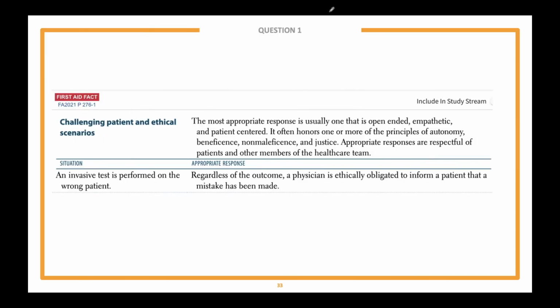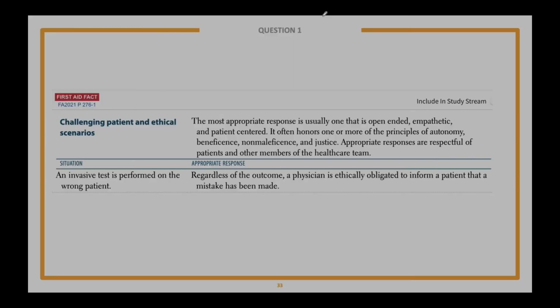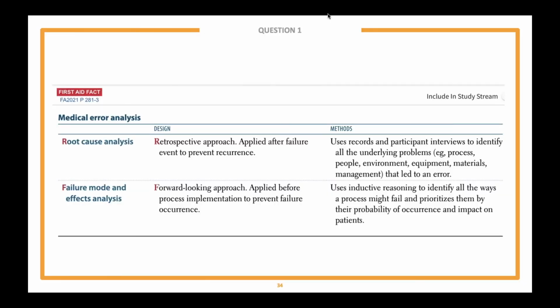Again, another ethical scenario that is in First Aid in the ethical scenarios table. Okay. So an invasive test is performed on the wrong patient, or in this case, a medication is given to the wrong patient. The physician is ethically obligated to inform a patient that a mistake has been made. And the physician in this situation did that to the patient. Okay. So if you are presented with a question about that, you are, as a physician, ethically obligated to inform that patient.